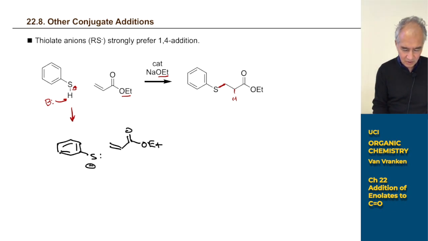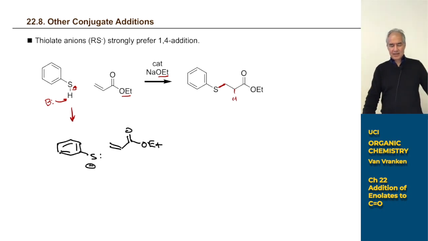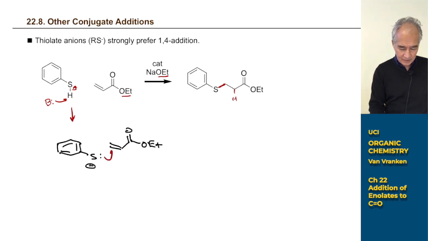This enone is called ethyl acrylate. It's an ester of acrylic acid. And then this does that 1,4 addition. There we go. It's adding to that beta carbon, and I'll push the electrons up here to the alpha carbon. And that makes a carbon-sulfur bond, in extremely high yield.